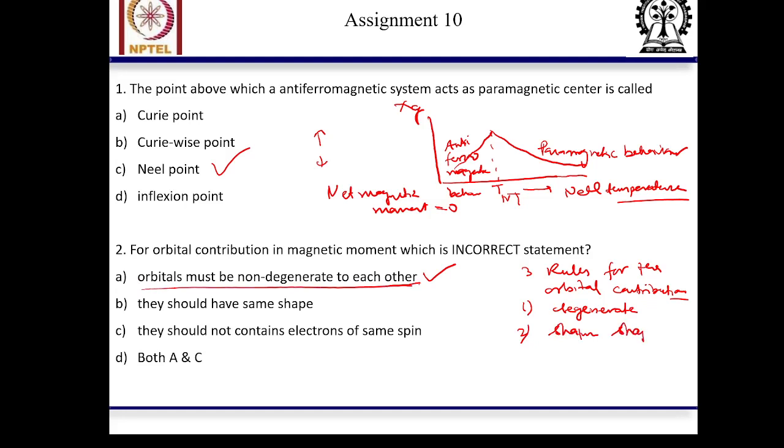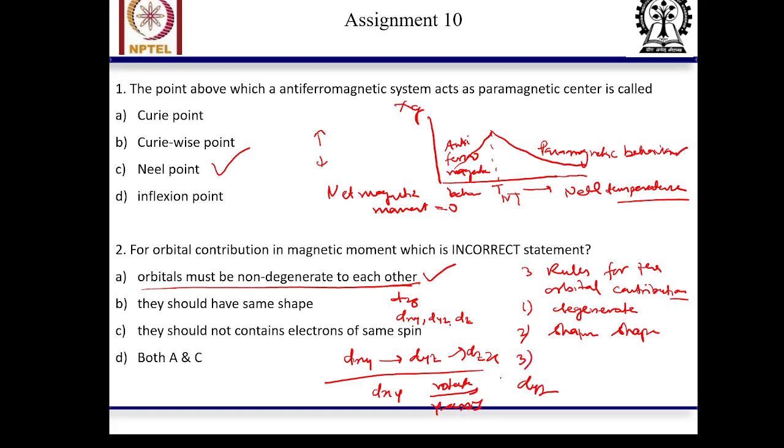They should have the same shape. Suppose we consider the T2g orbitals, so dxy, dyz and dzx. They can be transformed: dxy can be transformed to dyz, and dyz can be transformed to dzx. So they have the same shape and they can transform from one to another by a simple rotation about the axis. Suppose we take dxy, if you rotate it about the y-axis, it will give you dyz. So that is the second criterion.